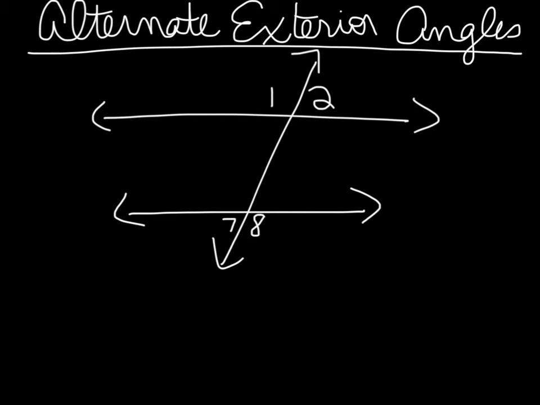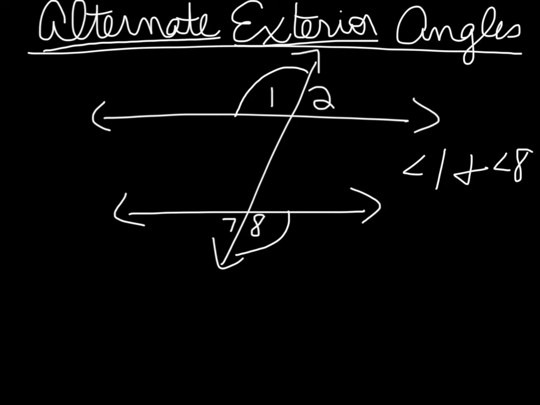The next group of angles that we want to look at are alternate exterior angles. Again, alternate means on the opposite side of the transversal, and exterior means on the outside of the two lines. Angle 1 is alternate exterior to angle 8. Then angle 2 is alternate exterior to angle 7. So you will have two sets of alternate exterior angles.